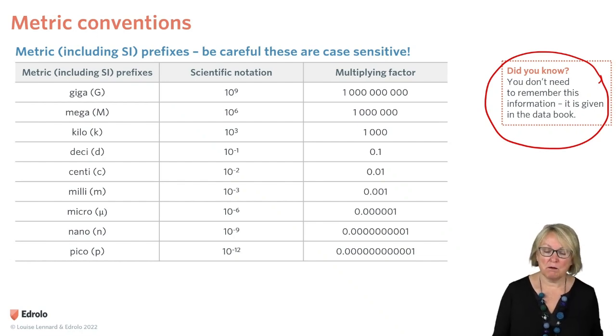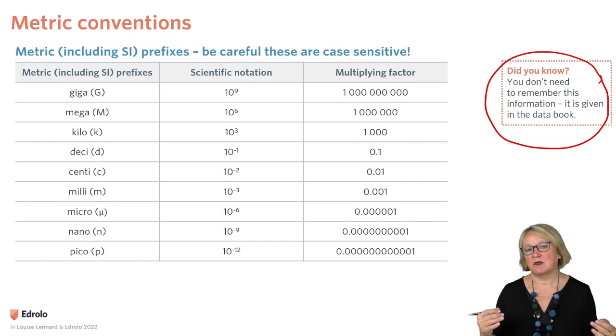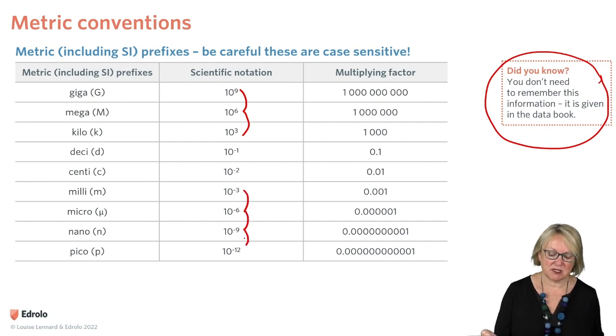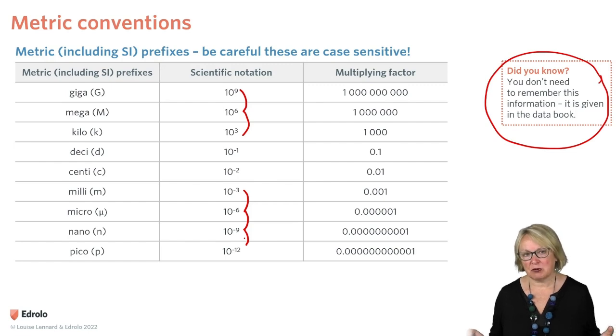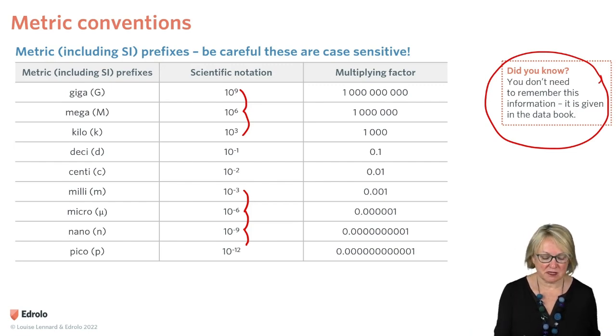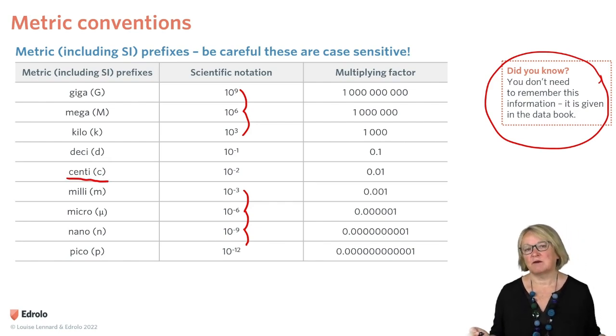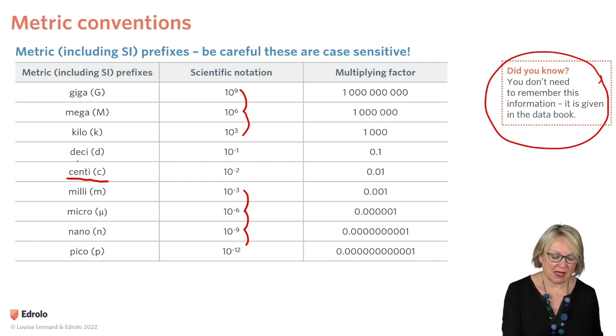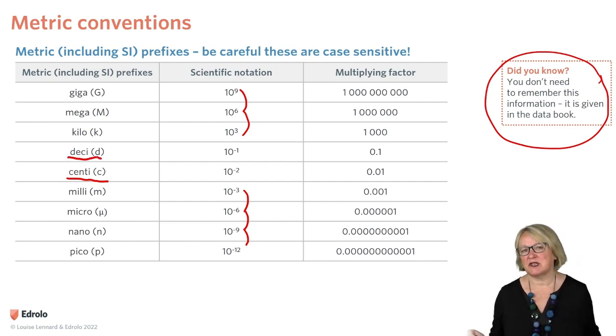Also in your data book, so you don't need to remember it, are some really handy metric conversions. Most of the time in the metric system, things change in multiples of 1,000. So we go from 10 to the 3 to 10 to the 6 to 10 to the 9, or 10 to the minus 3, 10 to the minus 6, 10 to the minus 9, 10 to the minus 12. Then we have a couple of commonly used units. We know centimetres, 100 centimetres is a metre. So the prefix centi means hundredth. The other common unit that's particularly used in Europe is deci.